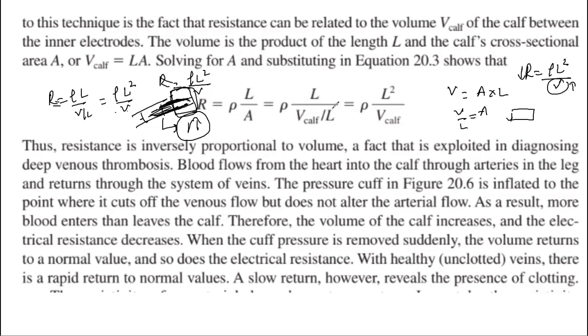If the person is healthy, the veins are unclotted, there will be a rapid return to the normal values. However, if the return is slow, that denotes the presence of clotting. This is how blood clots are detected.